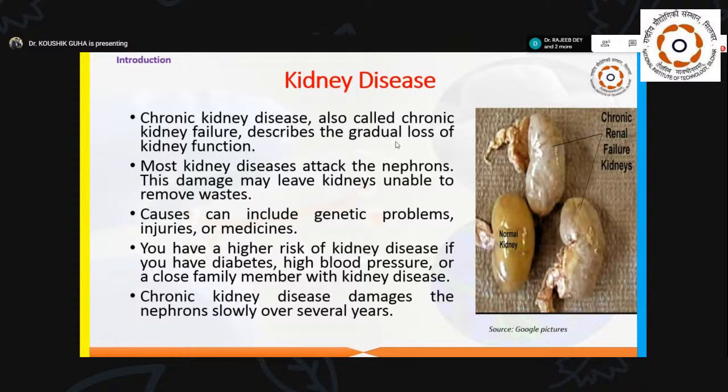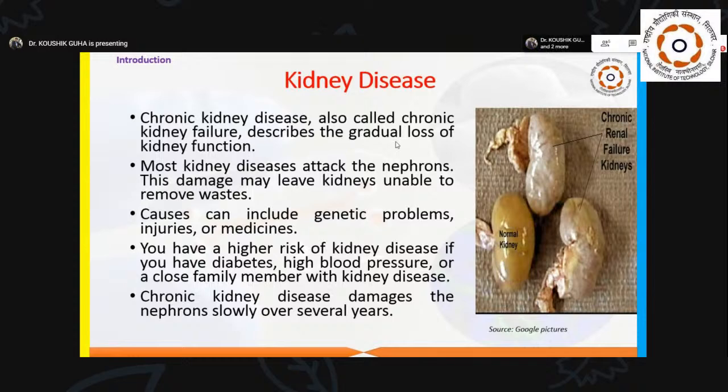So mostly, kidney diseases attack the nephrons. This damage may leave the kidneys unable to remove the waste, because your nephron is not working properly. So obviously it cannot do the filtration properly, so it cannot remove the waste. The waste will remain in the blood, and this waste will actually damage the cells. So that is one form of the disease.